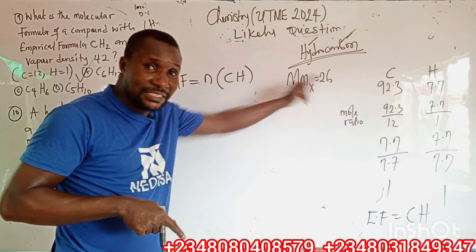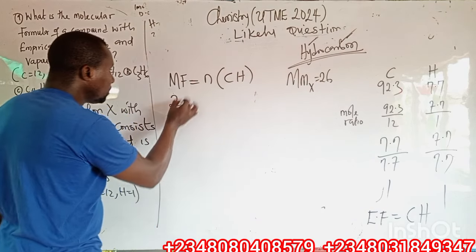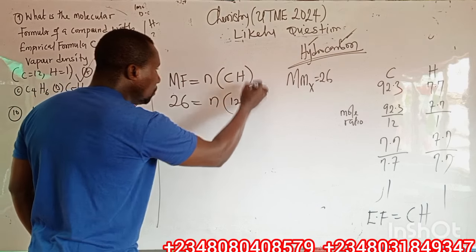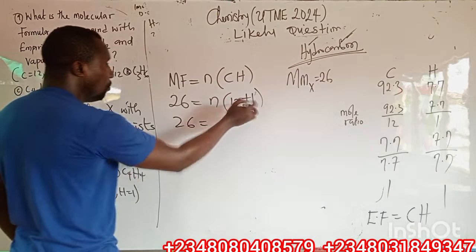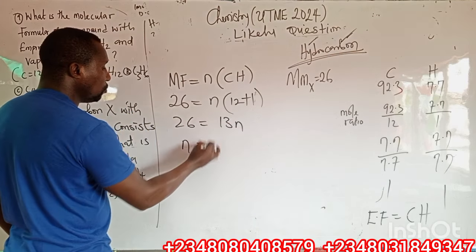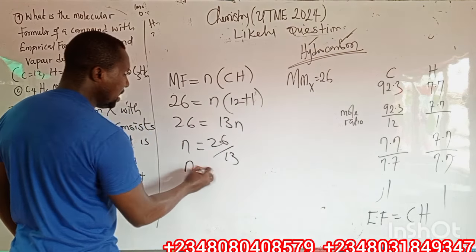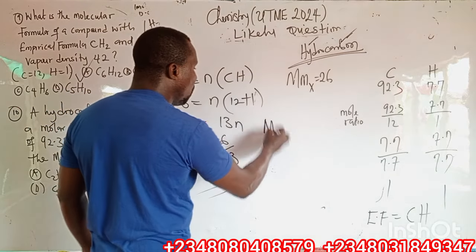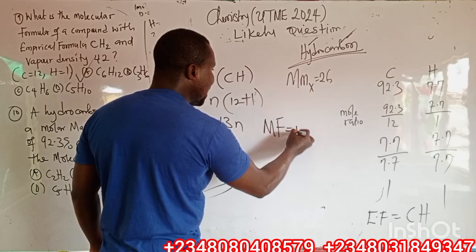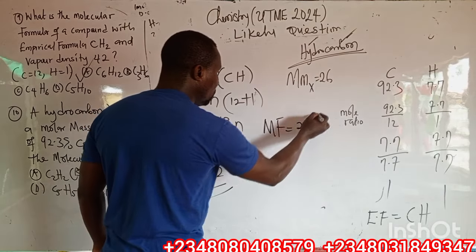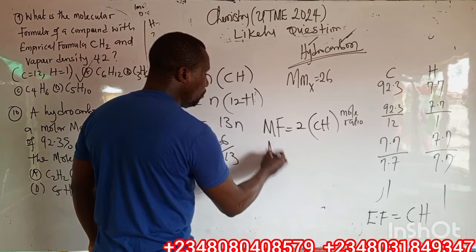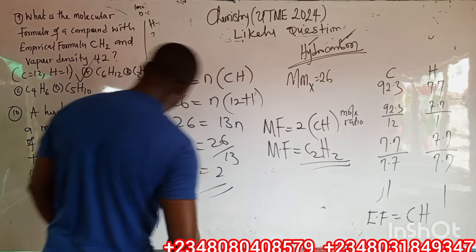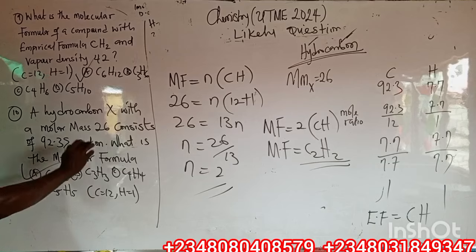Molecular mass is 26. That means 26 equals n times (carbon 12, hydrogen 1). Then we have 26 equals 13n, so n equals 26 over 13, which is 2. The molecular formula is n times CH, which is 2 times CH. The molecular formula is C2H2. Option A.